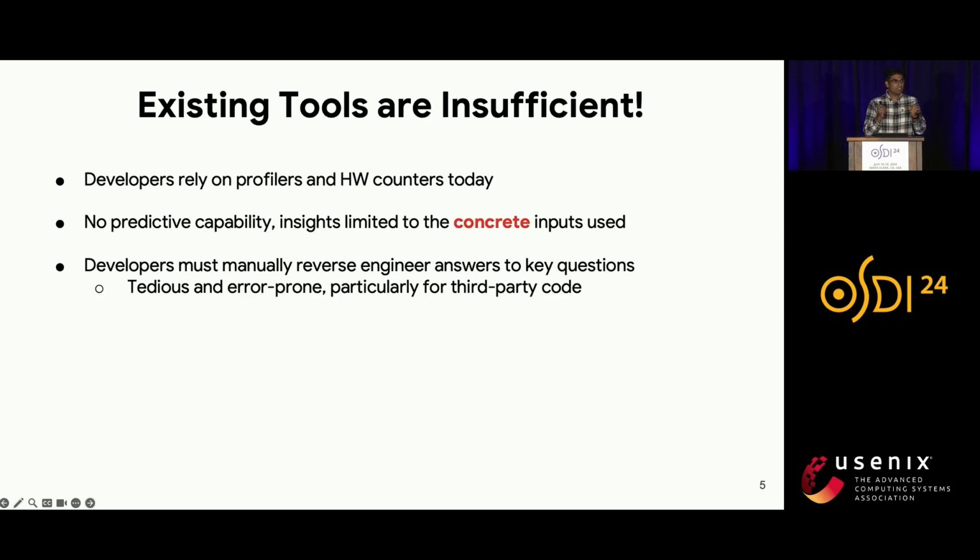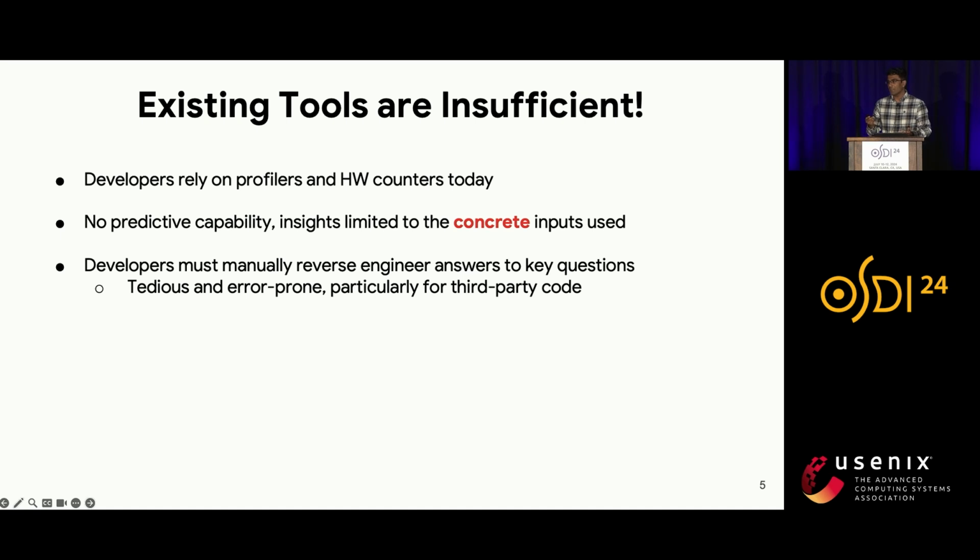Unfortunately, answering these questions today using tools such as profilers and simulators is very, very hard. And the reason for this is because these tools are designed to provide visibility into the concrete workloads that the code is profiled or simulated with. And they cannot provide visibility into abstract or unseen workloads, which is what Alice wanted information about in the first place. And as a result of this, developers are forced to manually extrapolate and guess the answers to their key questions, which is not only time-consuming, but also error-prone, particularly for code they didn't write themselves, like the network stack in Alice's case.